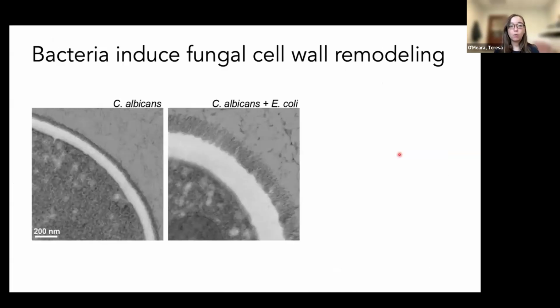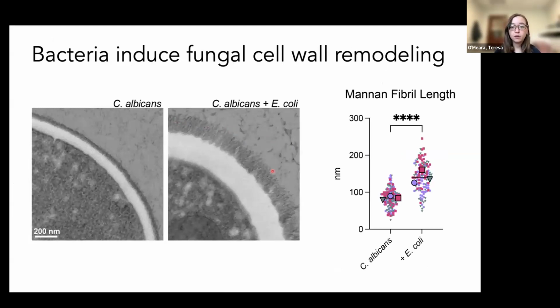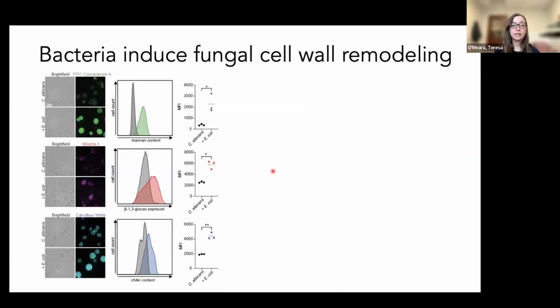What she found is that when she incubated Candida albicans with E. coli, you see a drastic increase in the mannan fibril. We can quantify this across multiple TEM images, and when you add E. coli to Candida, it increases its mannan exposure. But not only does it increase the mannan exposure, it also increases the beta-glucan exposure as measured by dectin-1 staining, and the chitin exposure as measured by calcofluor white.